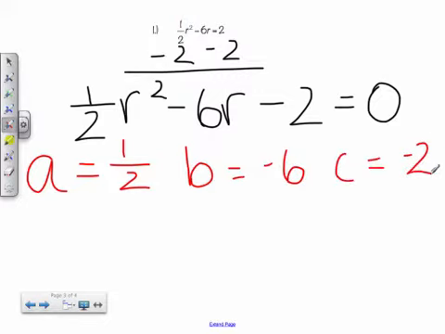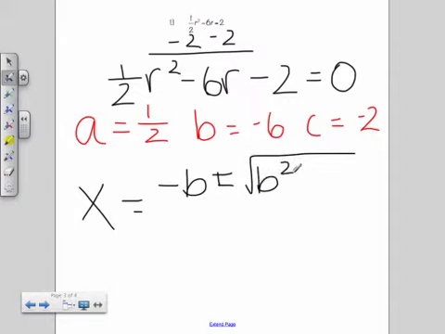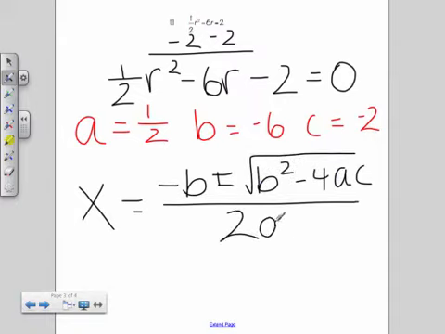Now I'm going to go ahead and plug that information into my quadratic formula. I want you to write out the formula every time we do this until it gets really stuck in your head. So remember, it's x equals negative b plus or minus the square root of b squared minus 4ac all over 2a. You guys are going to be sick of that song by the time you're done watching this video.